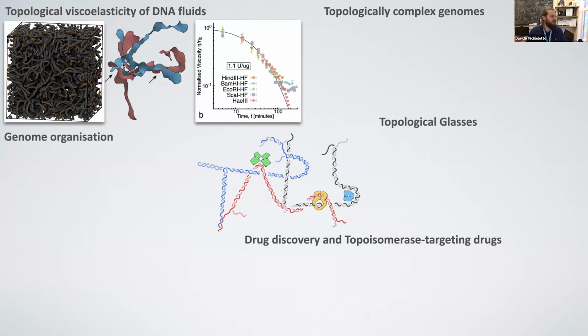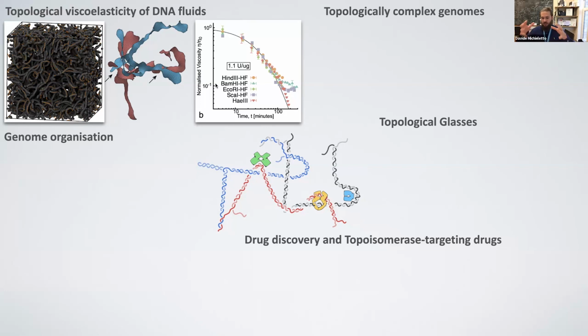There is quite a group of people interested in how ring polymers thread through each other, for instance, and how this affects the material properties of complex fluids. We also did experiments using DNA and restriction enzymes. Here, for instance, we studied how the viscosity changes as a function of time.